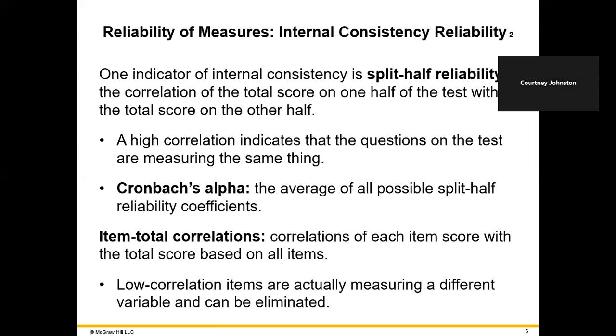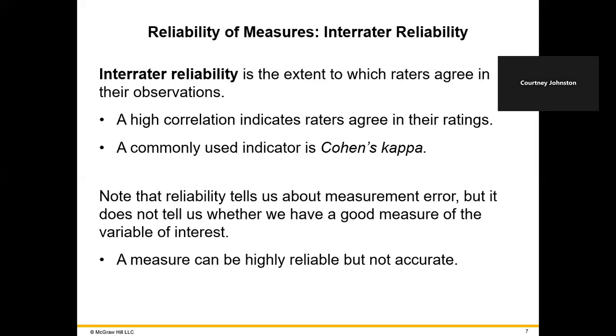So if you were to conduct a pilot study of your survey and you find that this specific item has a very low correlation with the overall survey items, you would be able to either eliminate that item from your survey because it's measuring something else, or you alter it to possibly better measure the variable that you want it to. Also, we have inter-rater reliability.